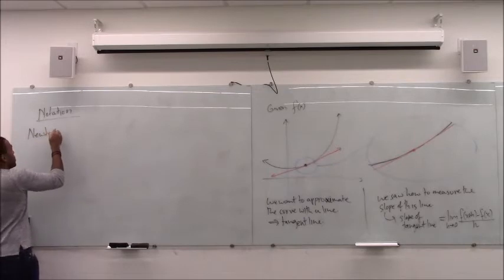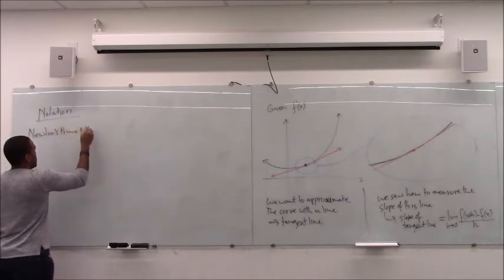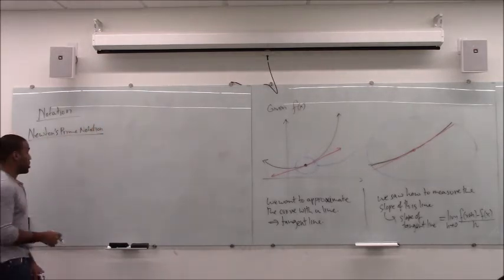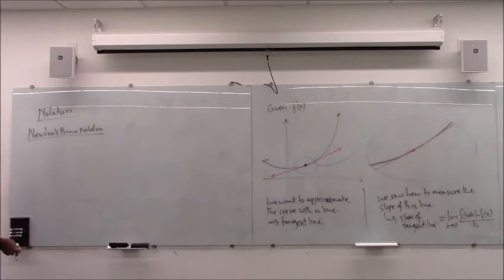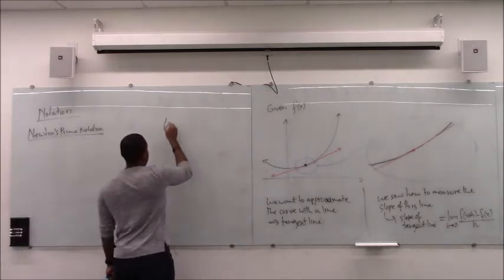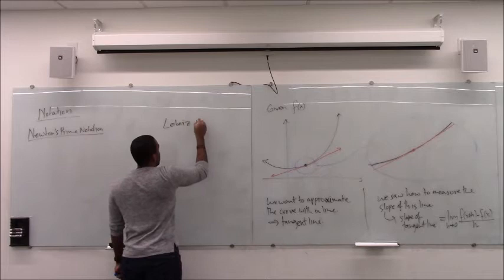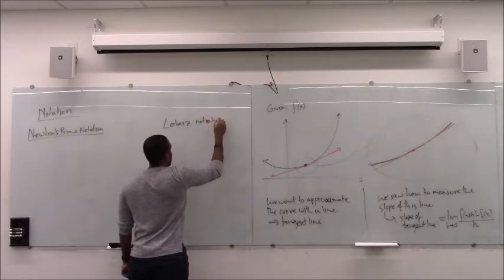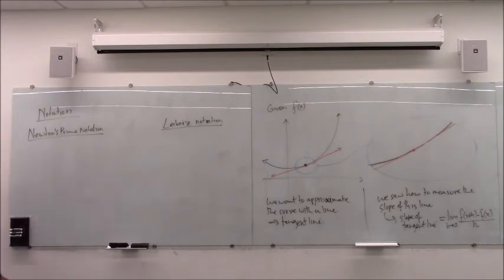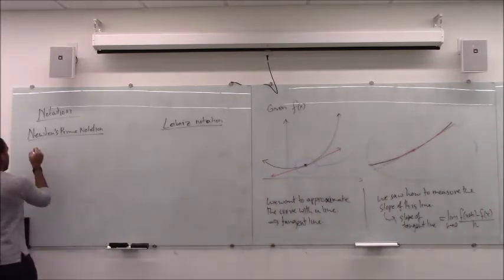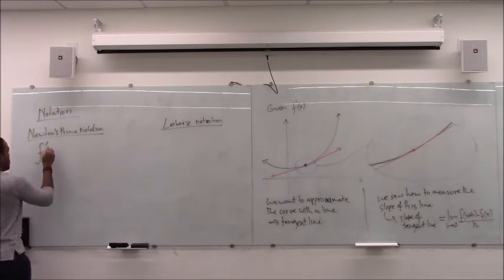There's Newton's prime notation. Isaac Newton is one of the people credited with developing calculus the way that it's used today. The other person is the German mathematician Leibniz. So you have Newton's prime notation and the Leibniz notation. For the function f of x, what is this limit actually called? Newton called it f prime of x. He used that notation to talk about that limit.